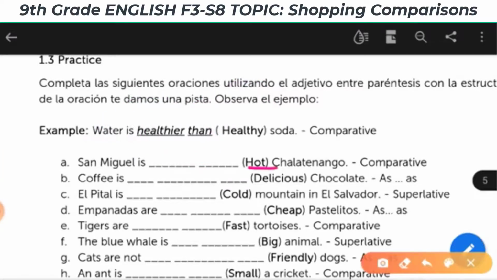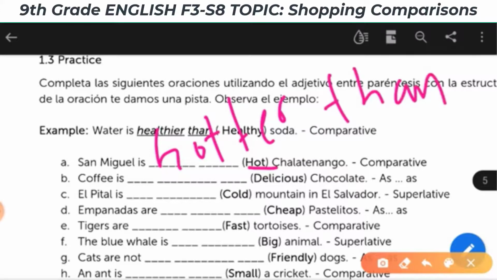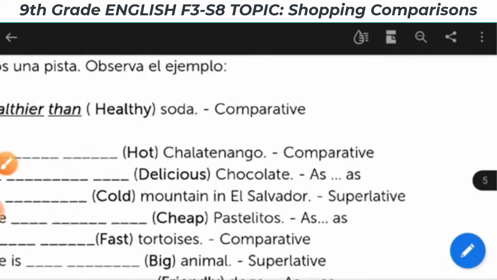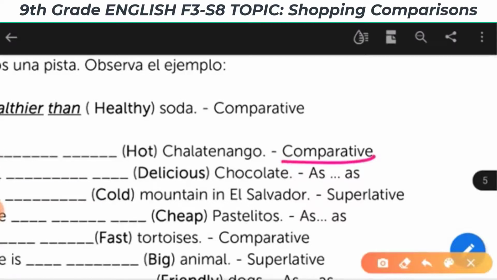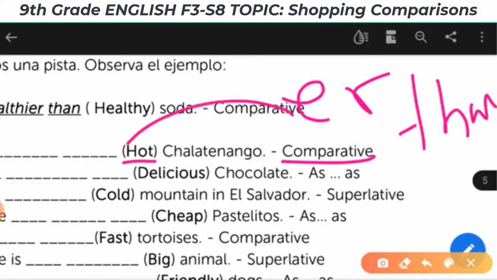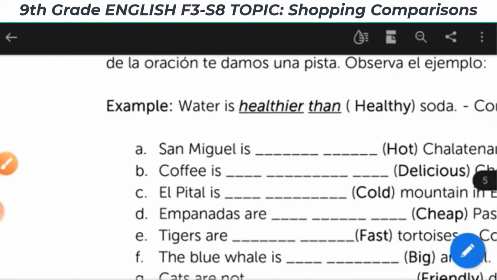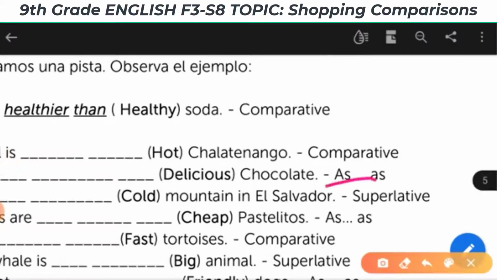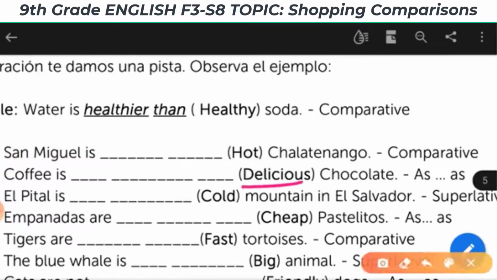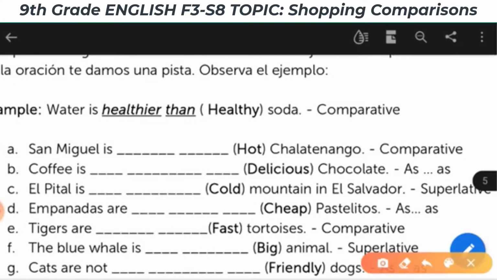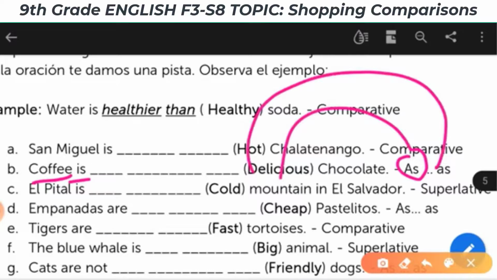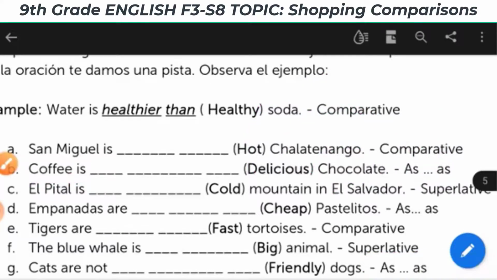And you say we have hot. Yes, San Miguel is hotter than, yes, Chalatenango. Okay, y aquí te dicen una pista. Mira que es comparative, para que tú sepas que le vas a añadir el er than. Okay, hotter than. Yes, San Miguel is hotter than Chalatenango. Aquí hay otra pista. Mira, as. Y está la palabra delicious, para que tú sepas que coffee is as delicious as chocolate. Yes? Aquí te van dando la pista.